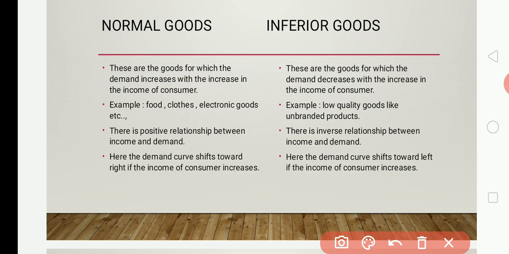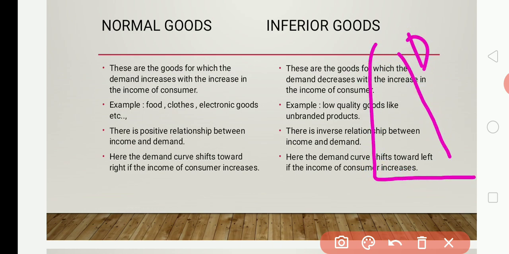So here what will happen? This is the original demand curve. Here the demand curve shifts towards the leftward. Leftward in the sense, when the income decreases, the demand also will be decreased. So it is shifting towards the leftward, that is D1. So this is called inferior goods.